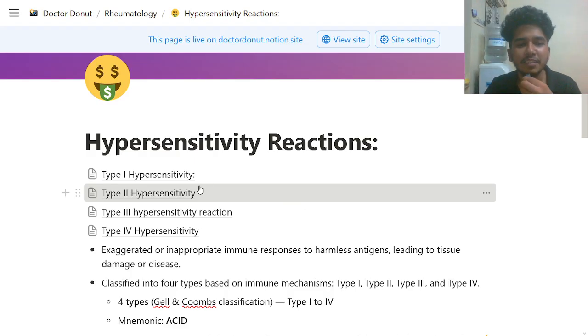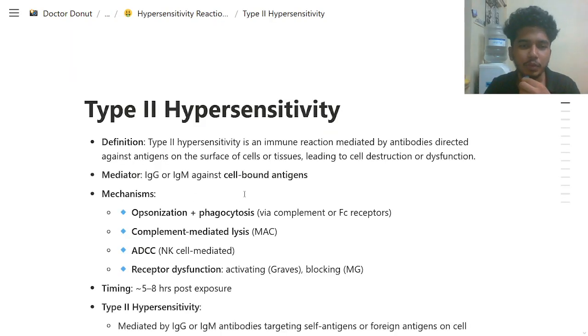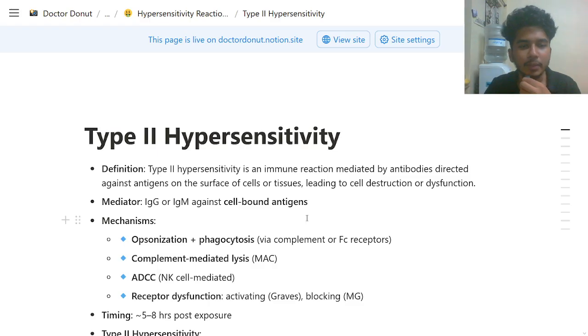But hey, the more you read, the more you know, the more you understand. Type 2 hypersensitivity is mediated by antibodies directed against antigens on the surface of cells or tissues. As we talked about, it happens on the surface of the cell, as opposed to type 3, which happens in the tissues. So the mediators here are IgG and IgM, which are against cell-bound antigens.